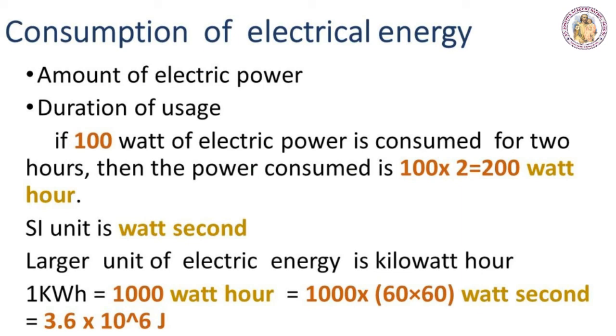In practice, a larger unit of electrical energy is needed. This larger unit is kilowatt hour. 1 kilowatt hour is otherwise known as 1 unit of electrical energy. 1 kilowatt hour means that an electric power of 1000 watt has been utilized for an hour. Hence, 1 kilowatt hour is equal to 1000 watt hour, which is 1000 into 1 hour. How many minutes? 60 minutes. And 1 minute is equal to 60 seconds. So 60 into 60. Finally, we get 3.6 into 10 to the power 6 joule.